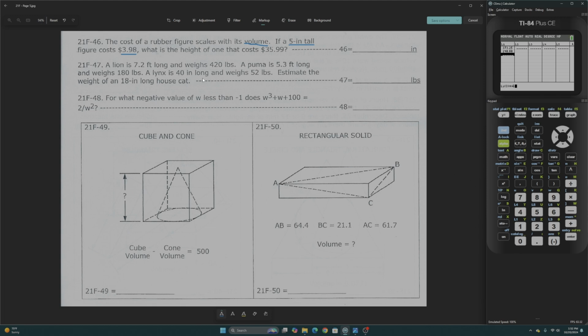Also, oh shoot, look at that. It threw a curveball. 40 inches. So you're going to have to do parentheses 40. You have to do the conversion first, and then cube it. There we go. That was a bit of a curveball. That almost caught me. Okay, then put in all the pounds. 180, and then 52. Stat, edit, calc.